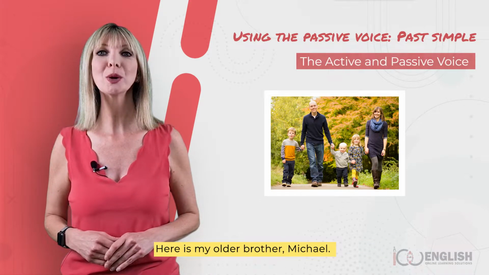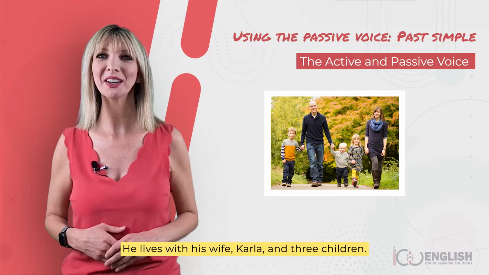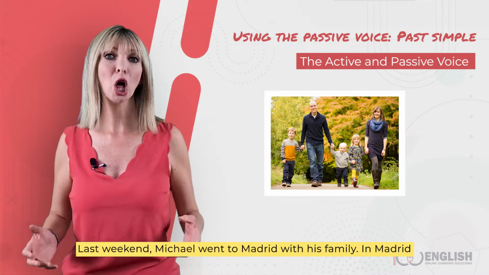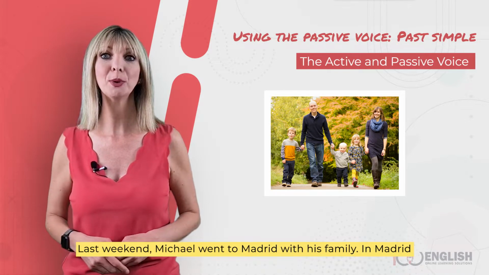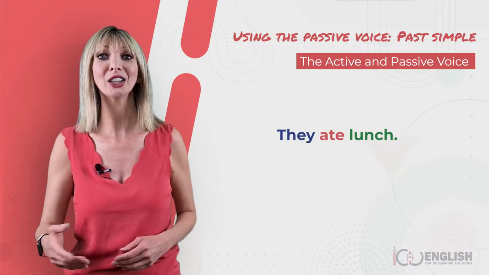Here is my older brother Michael. He lives with his wife Carla and 3 children. Let's find out what they did last weekend. Last weekend, Michael went to Madrid with his family. In Madrid, they ate lunch.